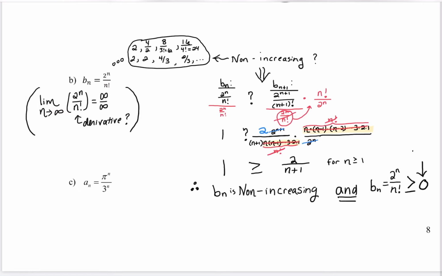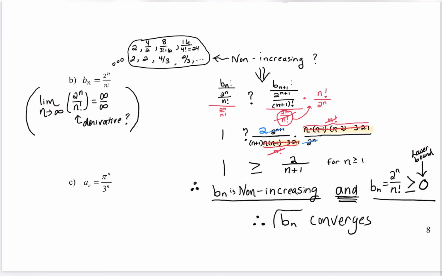So we also found that all-important lower bound on a non-increasing sequence. If the sequence is non-increasing and it's bounded below, therefore we know that b sub n converges by that above theorem.